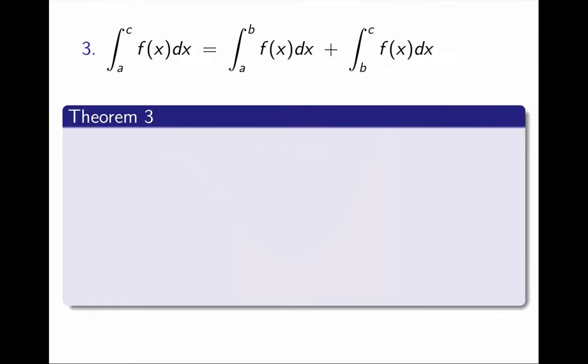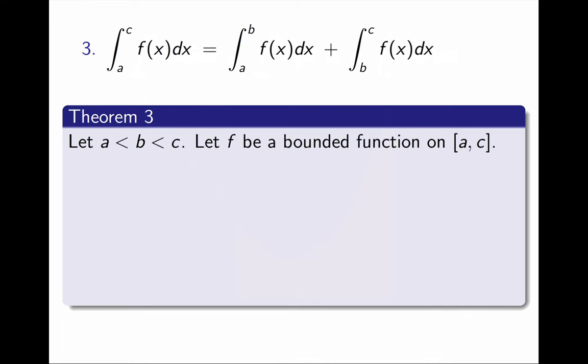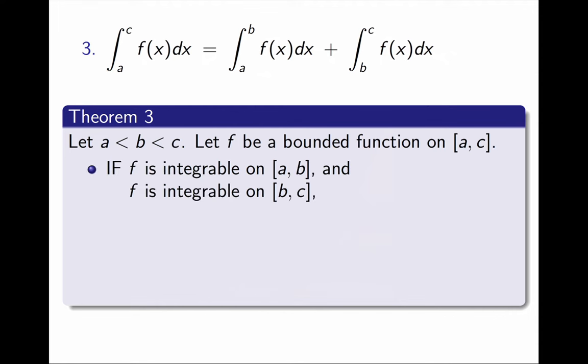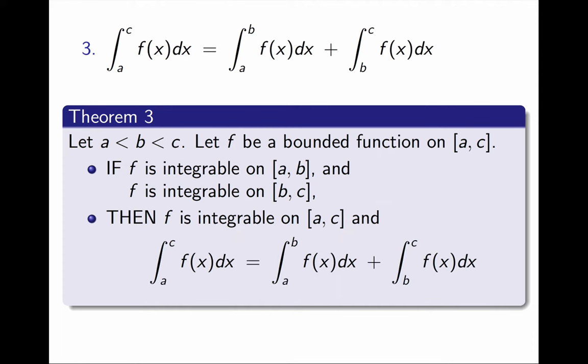Like before, if I want to be rigorous, I can write this as a theorem, and I have to pay attention to what must be integrable where. The theorem says, I begin with a bounded function f on the interval [a, c], where a is less than b less than c. If f is integrable on the two smaller subintervals [a, b] and [b, c], then we can conclude that f is also integrable on the bigger interval [a, c]. And we get the equation above. And that's the third property.